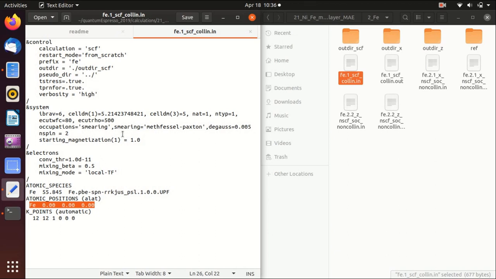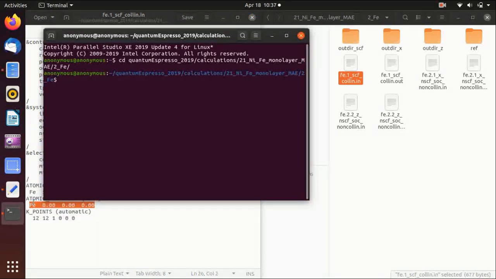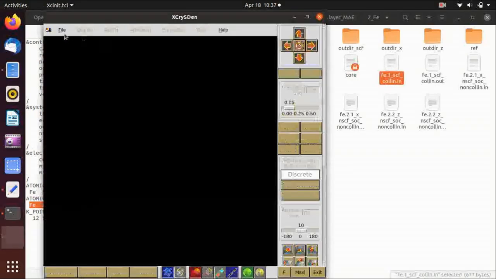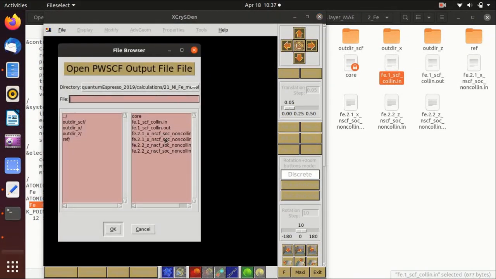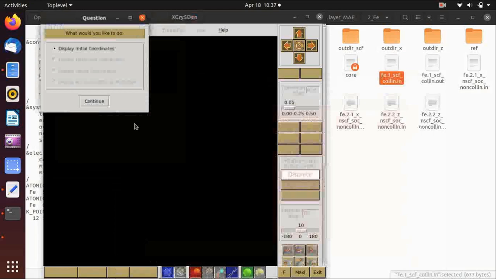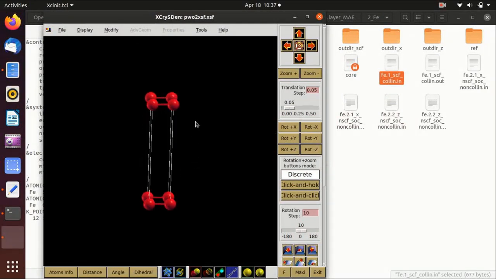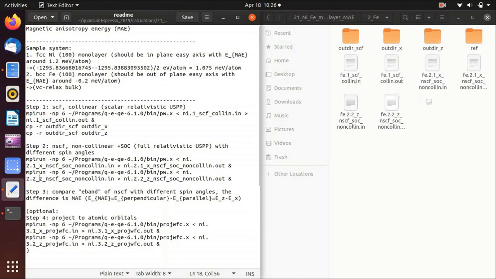And the way that we write the structure is different than nickel. Iron is a BCC lattice, so if you take one atomic plane, it is very natural to use the tetragonal lattice, and you only need one atom in one unit cell. So I can visualize that for you using XCrySDen. Yeah, you see that it is indeed a 2D square lattice. And then everything else is the same.